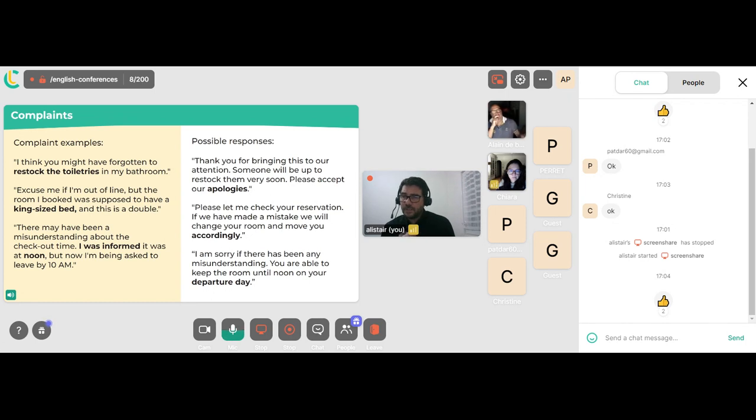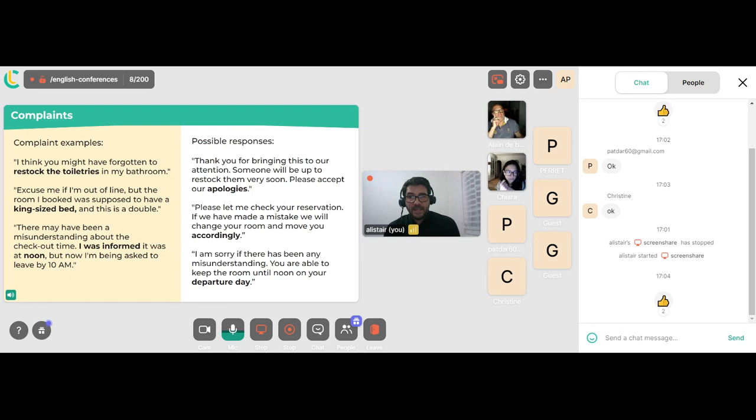Okay, excuse me if I'm out of line, but the room I booked was supposed to have a king-sized bed, and this is a double. Possible response. Please let me check your reservation. If we have made a mistake, we will change your room and move you accordingly.